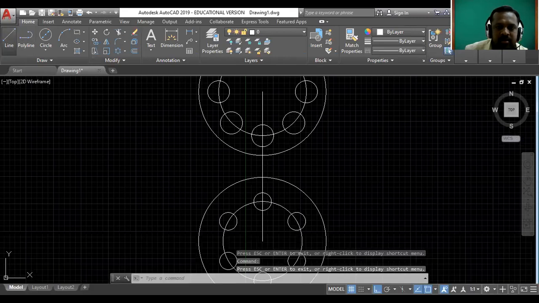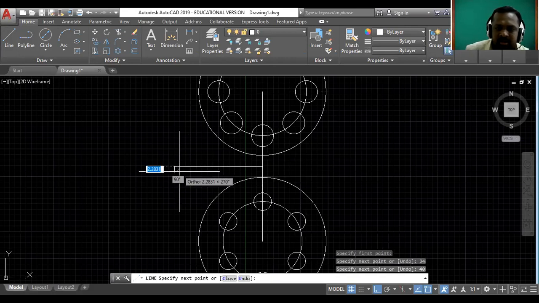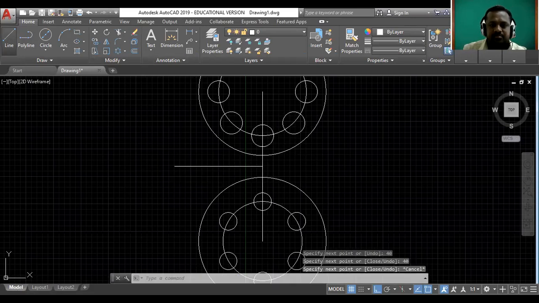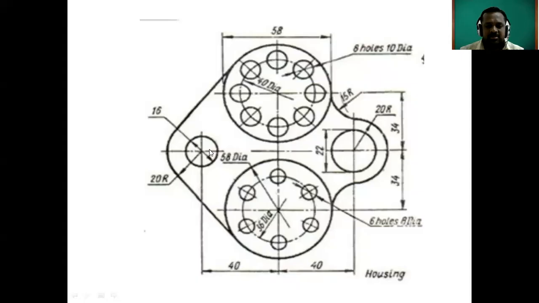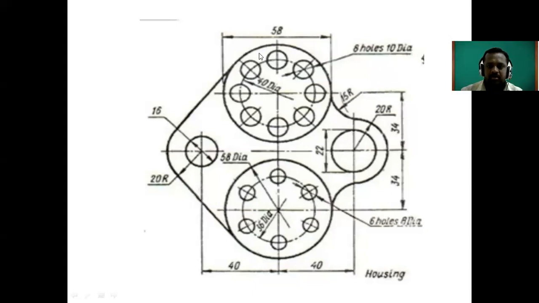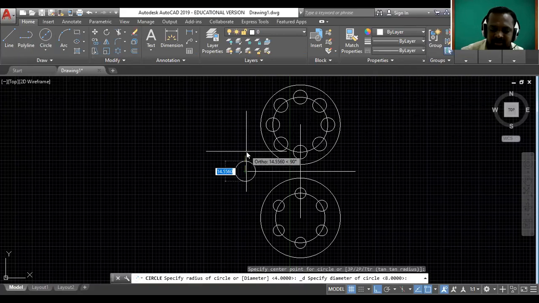Take the line on this side, it is the 34. And here it is the 40, enter, and on this side also it is the 40, enter, escape. Then we have to draw this circle. What is the diameter of this circle? Yes, 15. Take the diameter circle here, make a click and draw the 15 mm circle, enter, escape.